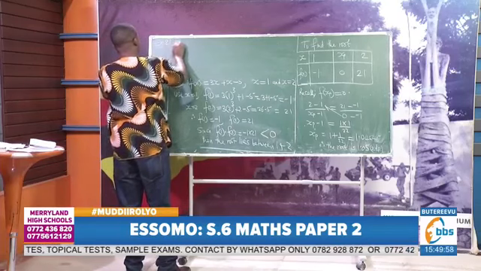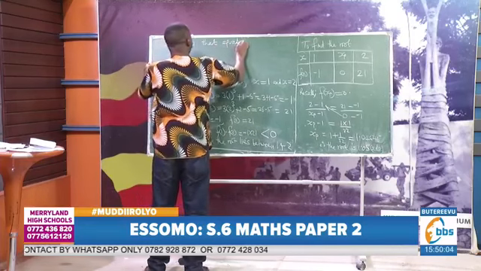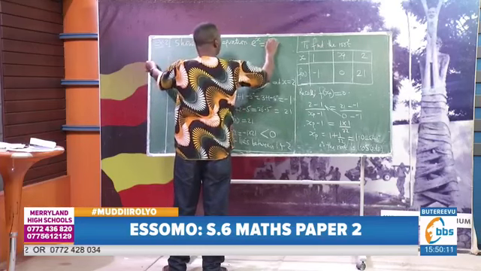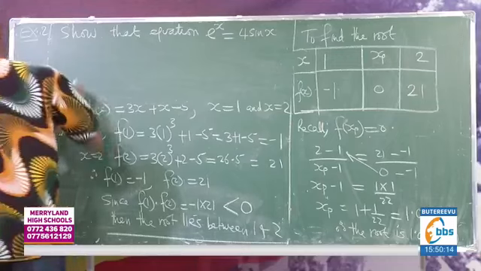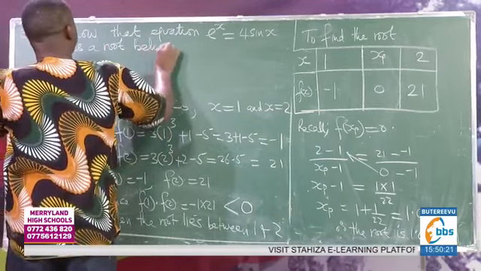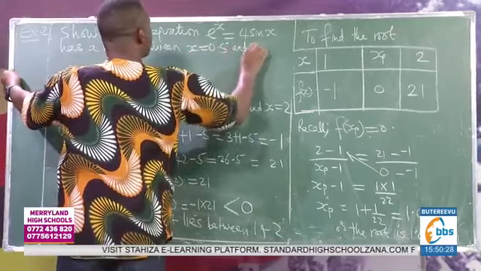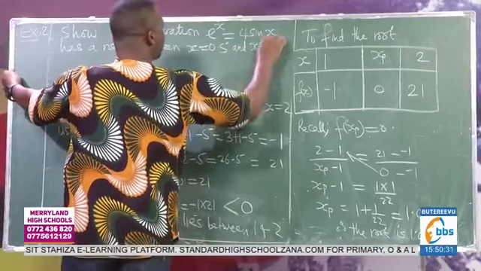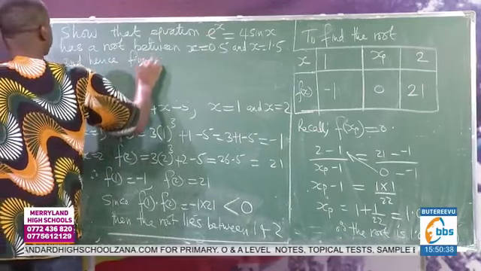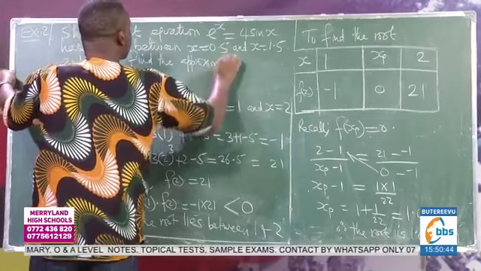Example 2, they are telling us to show that the equation e to the power x is equal to 4 sine of x has a root between x is equal to 0.5 and x is equal to 1.5, and hence find the approximate root.